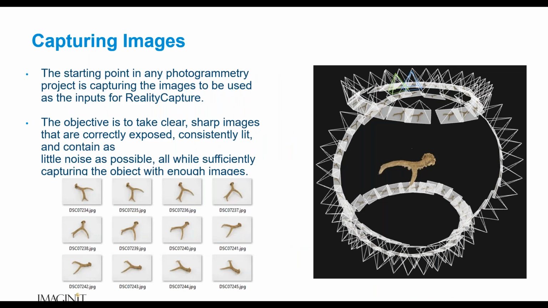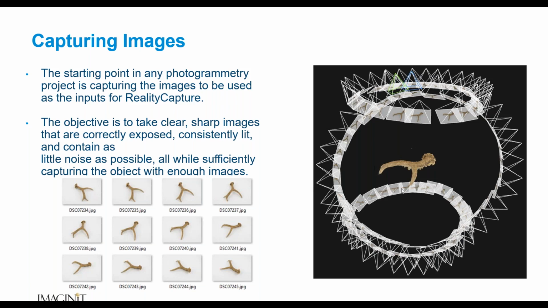When we're looking at photogrammetry as well, we're looking at a lot of overlap between the photos. Typically we want somewhere in the region of 70% overlap, so that we get enough photos looking at the same key points to be able to more accurately place those key points. The objective here then is to take clear, sharp images, correctly exposed, consistently lit, and that contain as little noise as possible while sufficiently capturing all of the object.